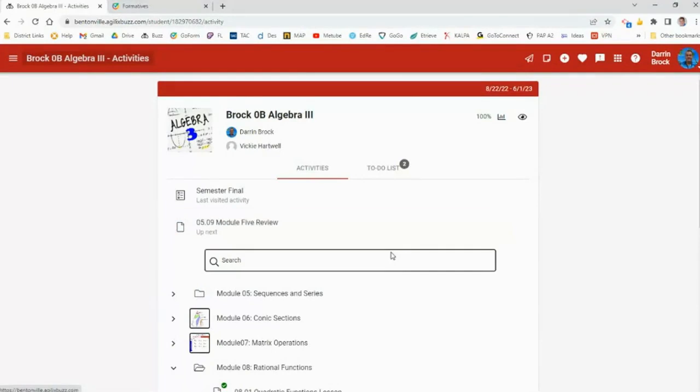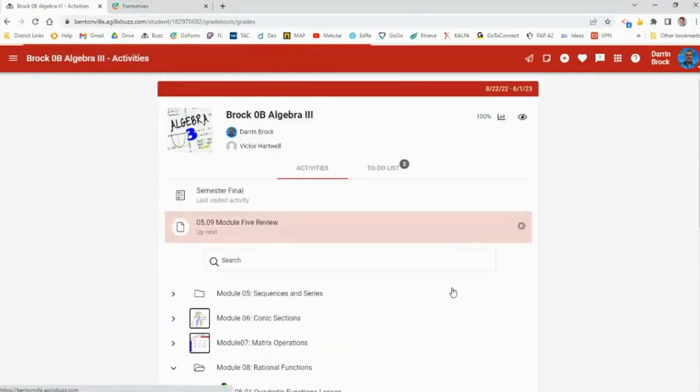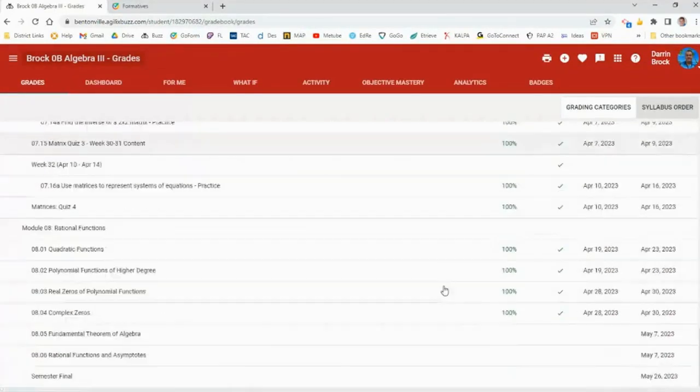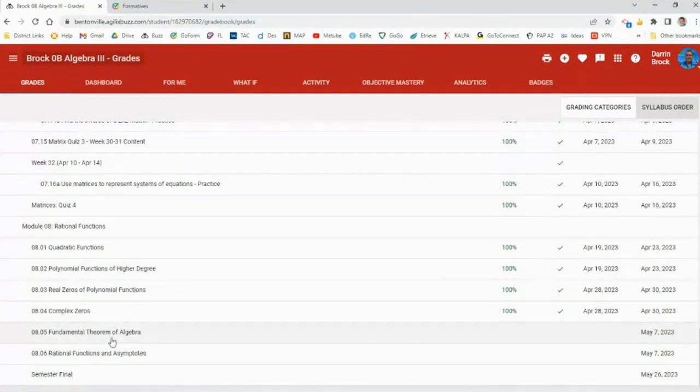So here we go. If we look at our grade screen, we have 2 assignments left: the fundamental theorem of algebra and the rational functions and asymptotes. I've decided we're not going to do rational functions and asymptotes. We're only going to do the fundamental theorem. I'm going to excuse lesson 8.06 from everyone. Don't have to do that one. I'll make sure there's no questions from it on the final.